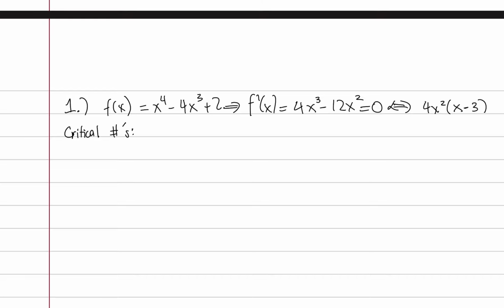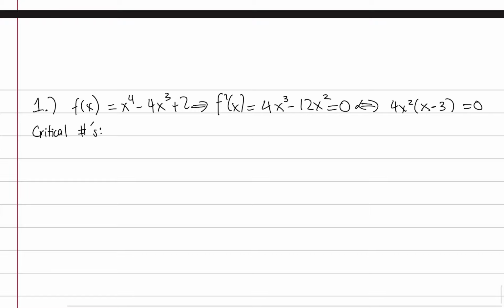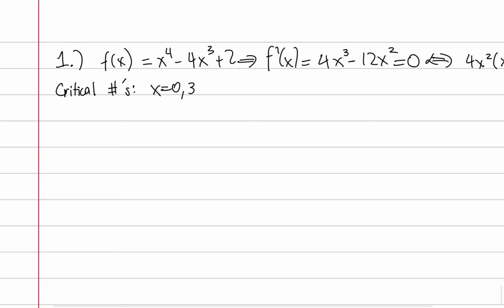What critical numbers do we have? So we're looking for critical numbers of f, where f prime is equal to 0. All right, so we have critical numbers x equals 0 and 3. Okay, so why not draw our little table? Actually, I don't think a table is necessary, but you should get a table.